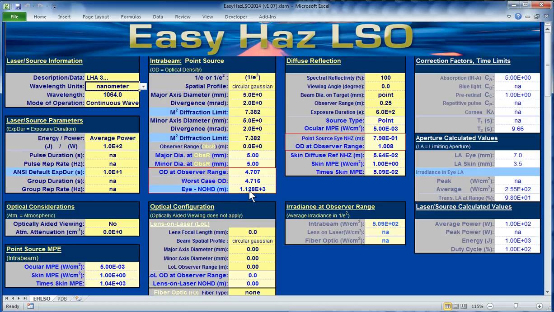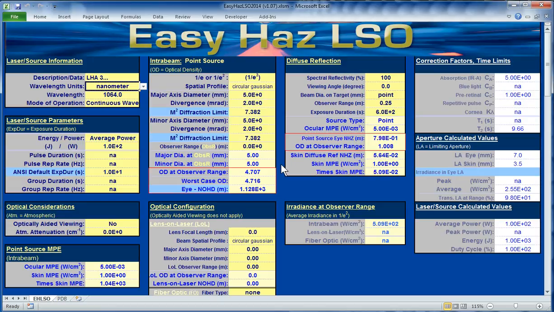We have an NOHD of a little over 1100 meters. We have a point source NHC of what we had with the CO2 laser, 0.8 meters, but notice it's only 100 watts here, and that's again because the MPE for a YAG is much lower than for a CO2. Remember, for the CO2 it was 0.1 watts per square centimeter or 100 milliwatts. This is 20 times more conservative for a YAG wavelength. Right.